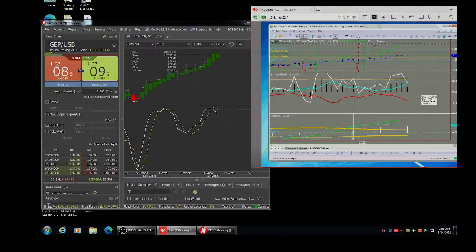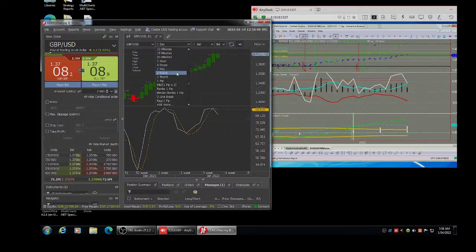All right, and so you can see here cable doing the same thing. You can see the weekly very firm. Let's see how it looks on the weekly. Right there.